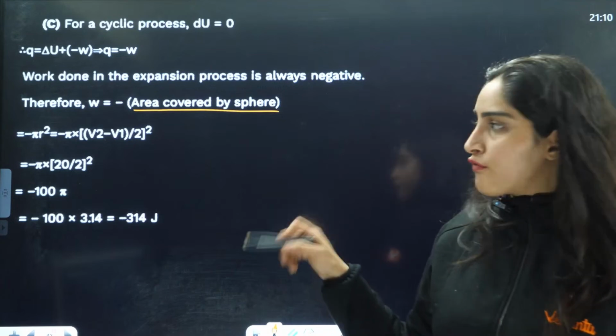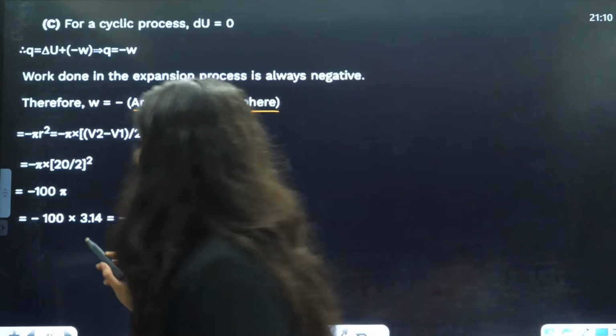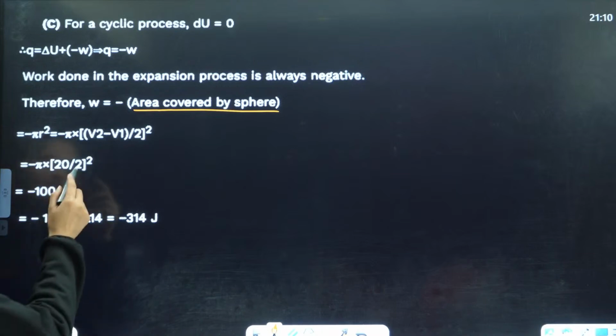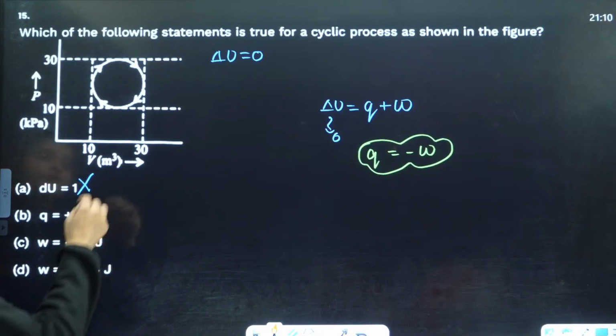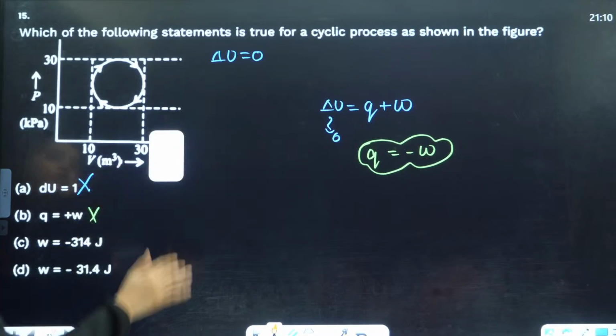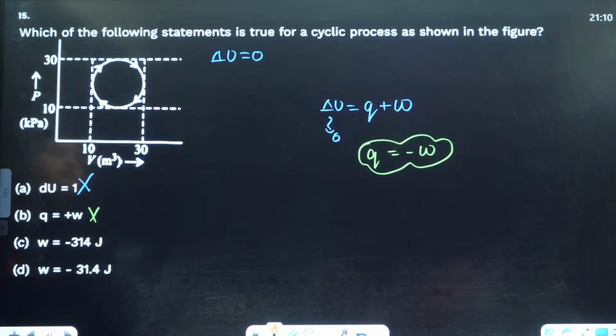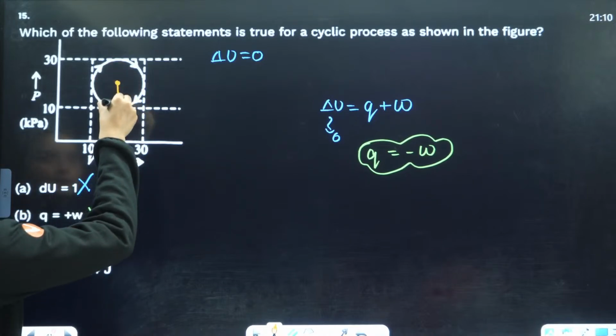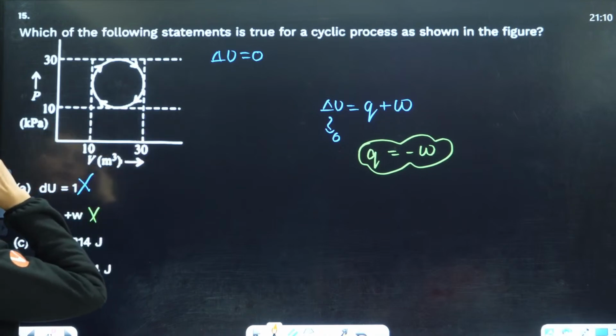What is the area of a circle? Pi r square, right? So just put this here, V2 minus V1, right? V2 minus V1, V2 is what? This one, right? Pi r square it will be, no? So radius you need to find out. Radius will be this thing, right? Radius will be which thing?